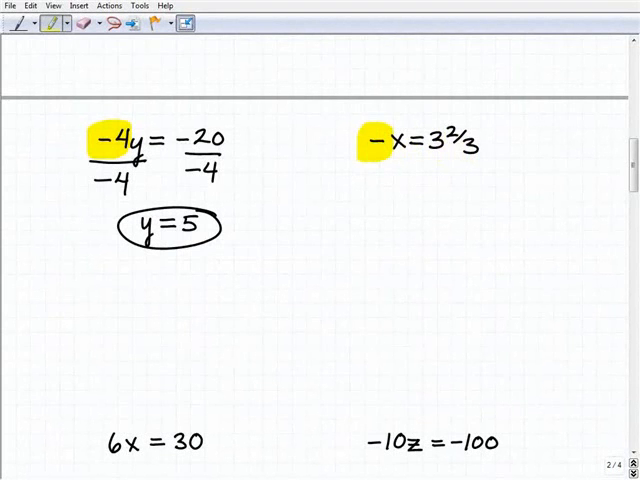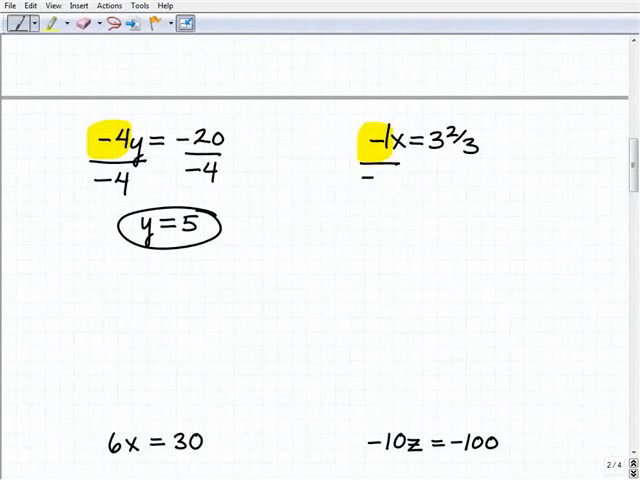So right here, this is pretty close to being solved. x equals 3 2/3 would be nothing to do. That problem is completely solved, but we have a negative there. So that's really like a negative 1, x equals 3 2/3. So I still need to solve for x.